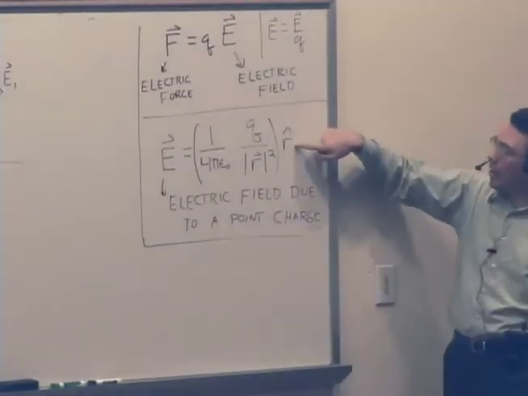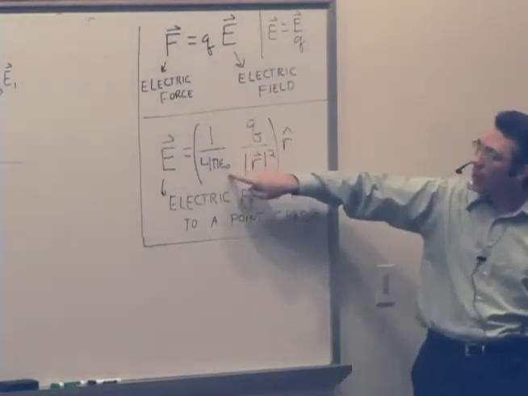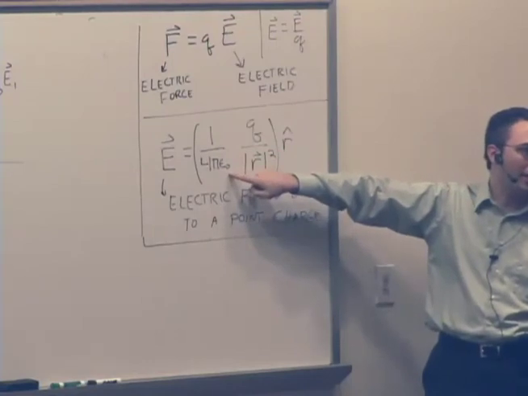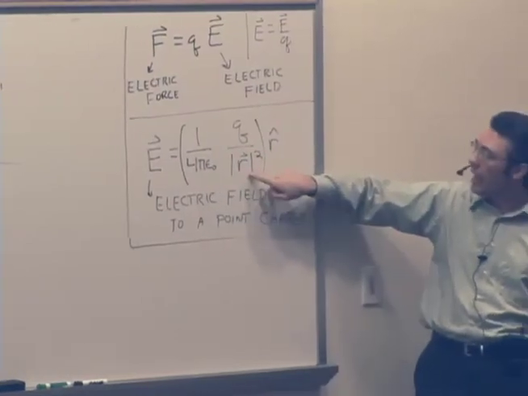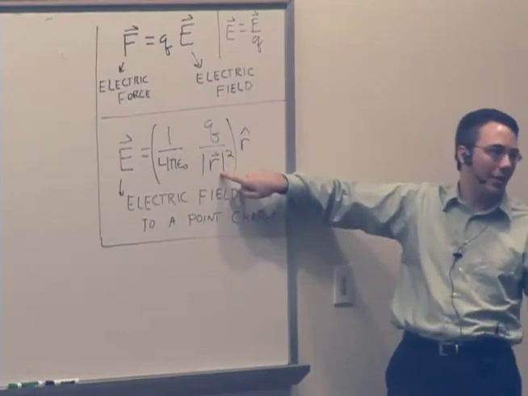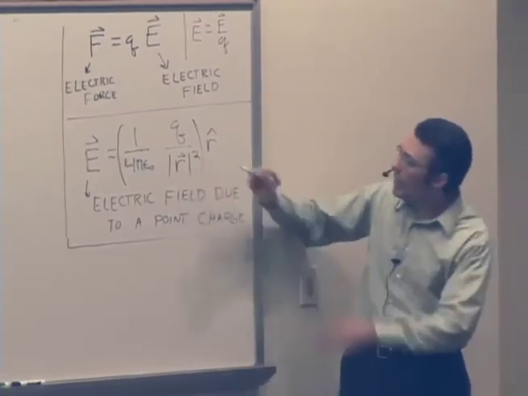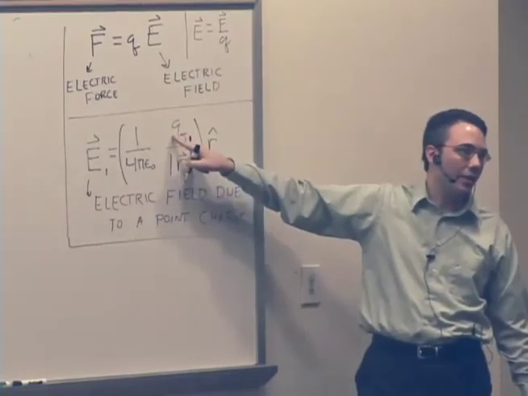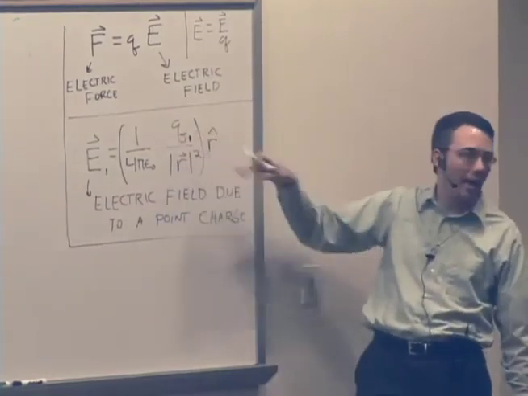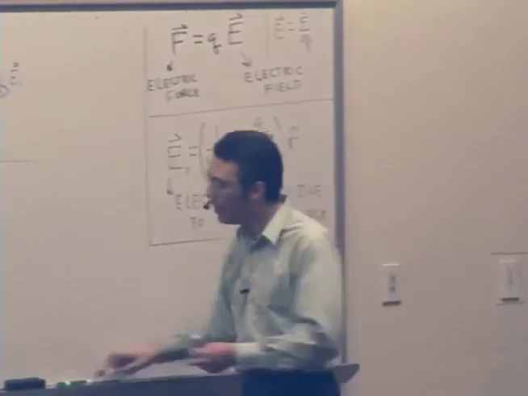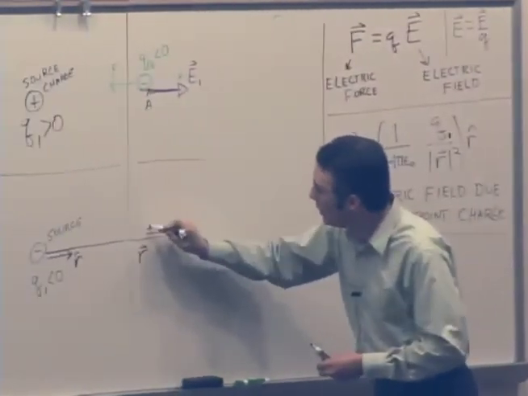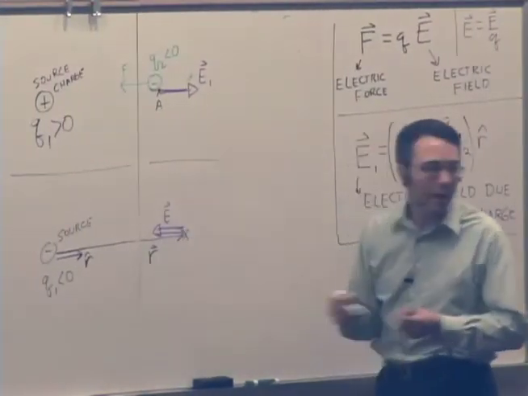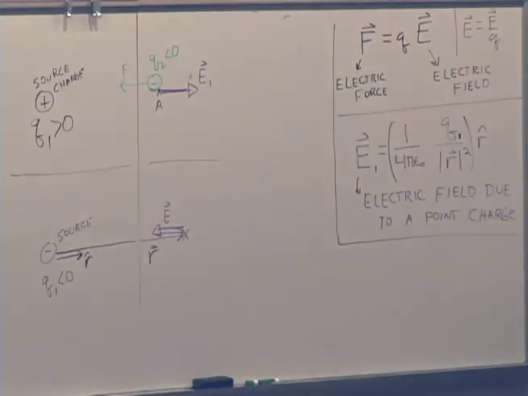What's multiplying R hat? Well, we have 1 over 4 pi epsilon 0, that's a positive constant. We have R squared here, which is a magnitude, so that's positive. But the Q1 in this case is less than 0, right? So if I multiply a negative by R hat, I'm going to get an electric field vector that points in the opposite direction of R hat, okay?